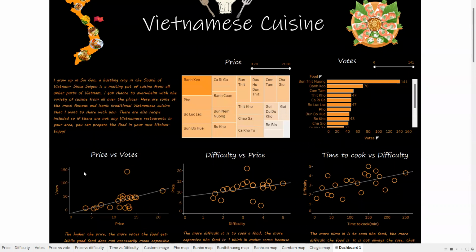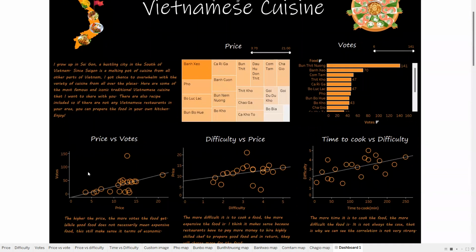So moving down here, the first chart shows the price and votes. We can see that the higher the price, the more votes the food gets. While this is not always the case, I think it kind of makes sense, because the higher the price, the more likely the food is going to get more votes. So there's a kind of positive relationship here.